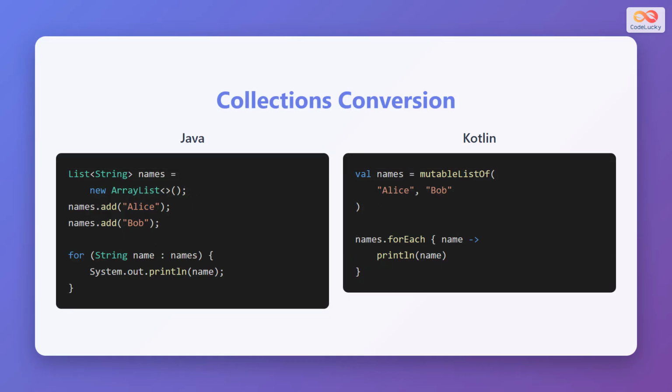Working with collections in Kotlin is much more streamlined than in Java. In Java, you need to explicitly create a new array list, then add elements one by one using the add method, and iterate using a for each loop. In Kotlin, you can create a mutable list with initial values using the mutableListOf function in a single line. Iterating over collections is also simpler with Kotlin's forEach method and lambda expressions. The arrow syntax defines the lambda parameter, making the code more functional and expressive. This functional approach reduces boilerplate and makes collection operations more intuitive.